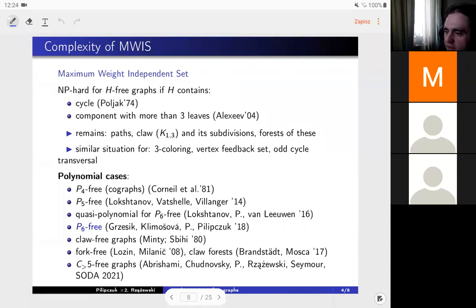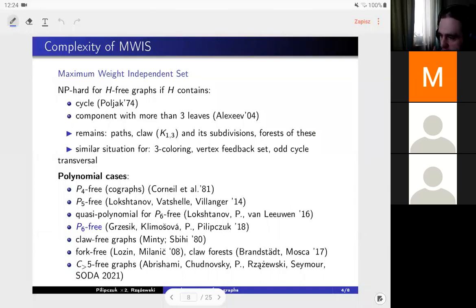And then there's a paper of Lozin and Milanič from 12 years ago showing that if you subdivide one edge of this claw, it's still polynomial. The essence of the paper is that fork-free graphs are not that much more complicated than claw-free graphs.